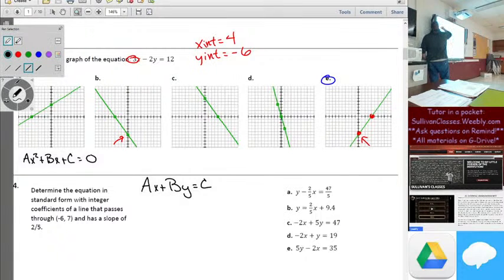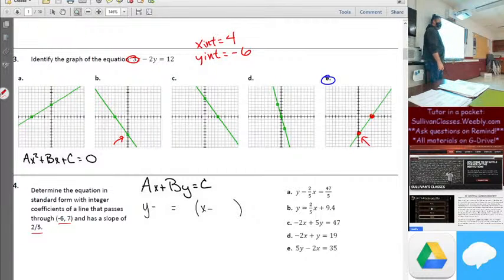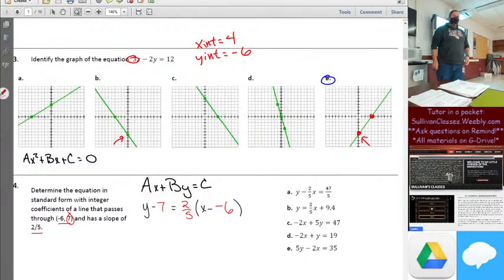Problem is I can't start in that form. So I'm going to start with y minus y1 is m times x minus x1. I'm going to start in point-slope form because they gave me a point and a slope. Make sense? So y is 7 minus 7, cool. x is -6. And m is 2/5. Now you just got to turn it into that. Go ahead and turn it into that.